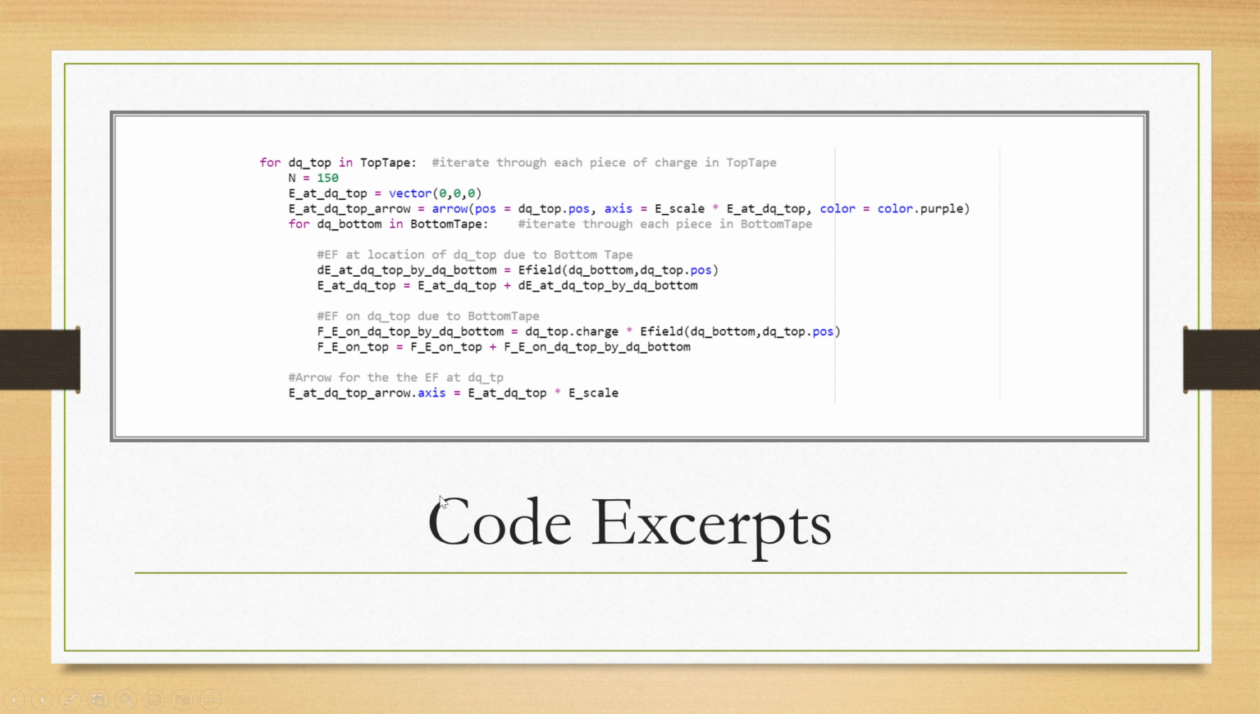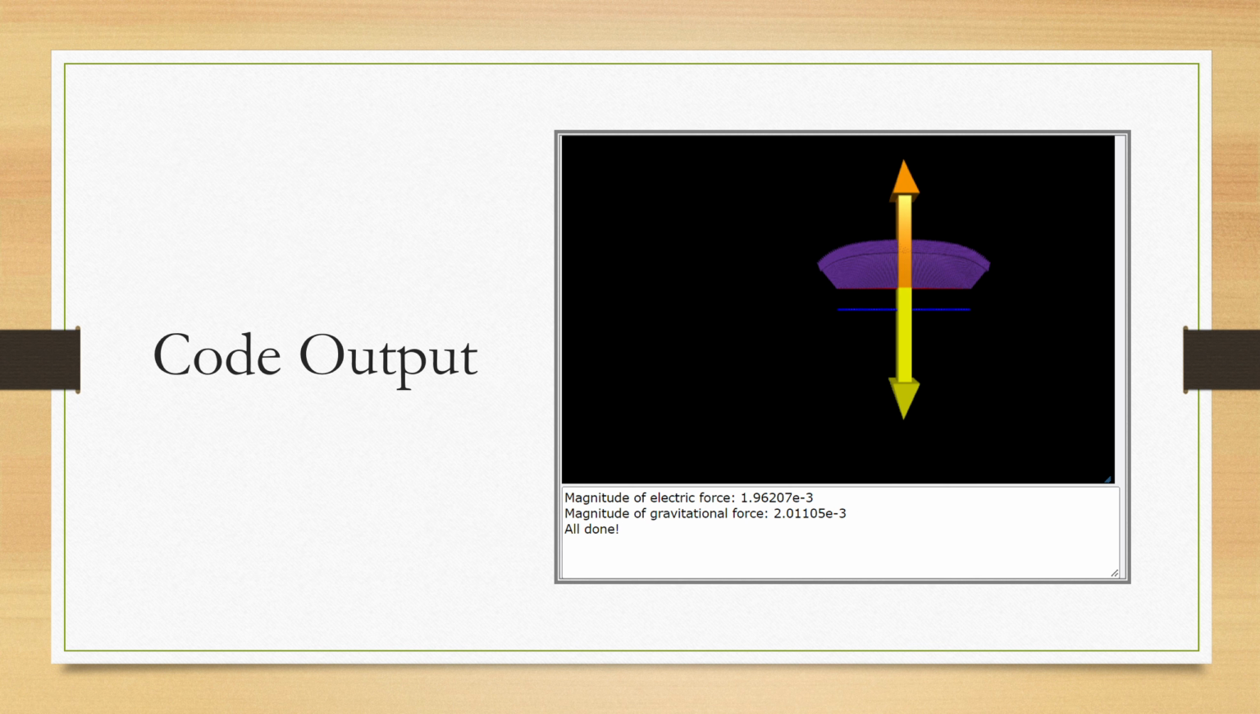So I calculated the electric field on the top tape by the bottom one. In my code output, after calculating this, you can see all of the arrows; if we count them, we're going to find 150 arrows. We found that the magnitude of the electric force is 1.96 times 10 to the negative 3 newtons, and the magnitude of the gravitational force is 2.01 times 10 to the negative 3 newtons.